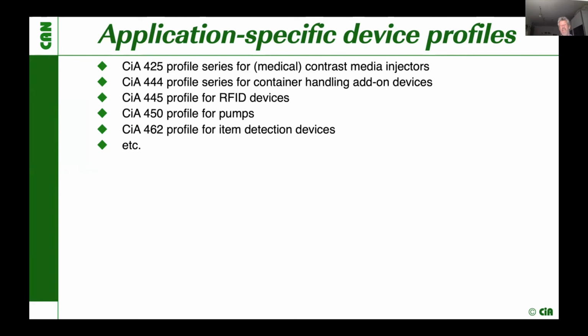We have the container handling add-on devices. I think this profile is quite stable and mature. The same is for the RFID devices, the pumps and the item detection devices. But we received recently a request to include also radar sensors in this profile, or to have a separate profile for radars. But this is still in progress.